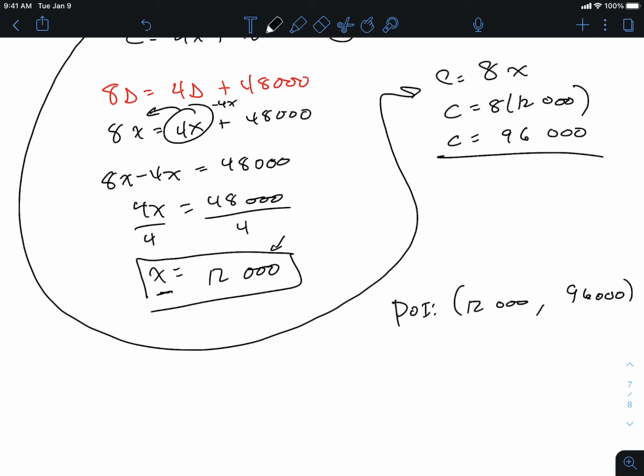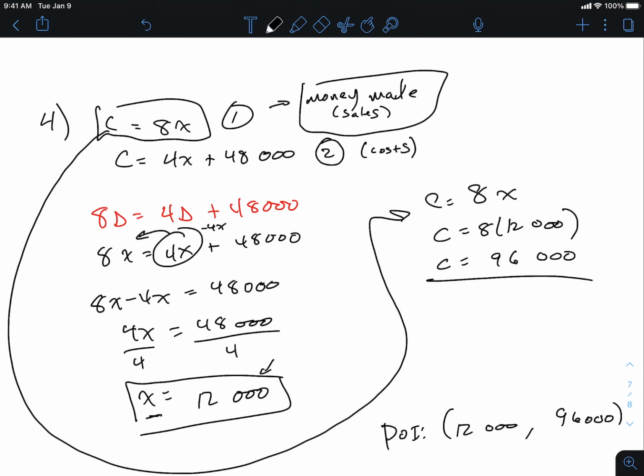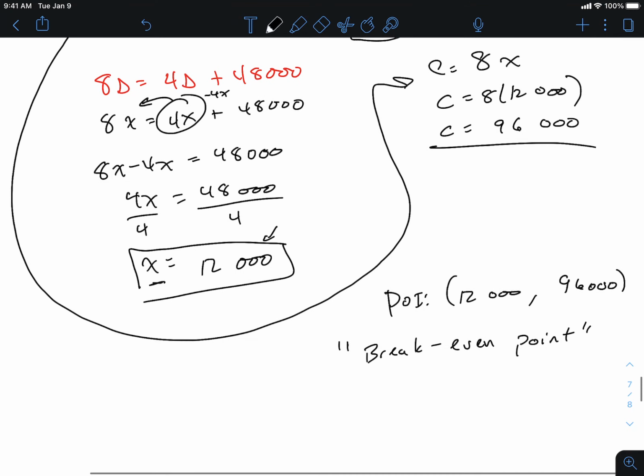So if we look back at the question here, what does this point of intersection mean? Remember, our two lines represented the amount of money that you're going to make and the cost. So it's where these two lines cross. It's our break-even point. So after I sell 12,000 discs, you're going to have $96,000, but you've broken even. That's what that means.